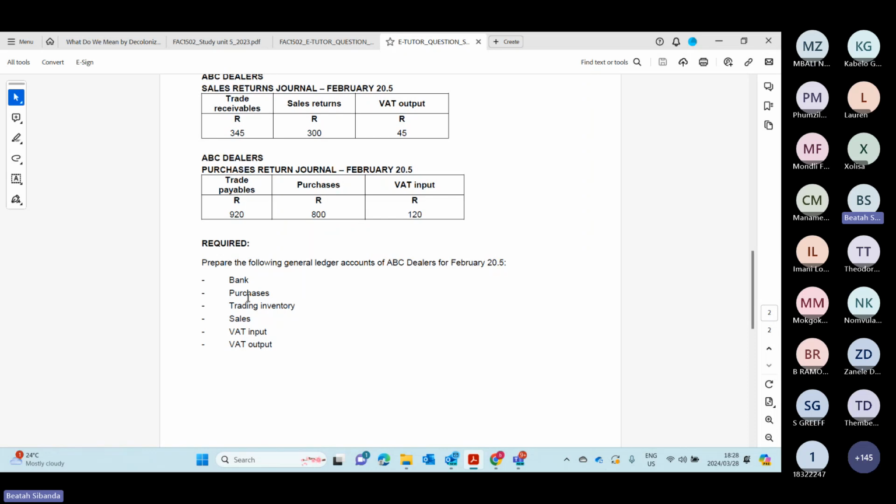Remember, we said the journals are the books of first entry. So they record all the information, and then we sum up the information and transfer it to the general ledger. So now we are going to see how this is done in the general ledger.